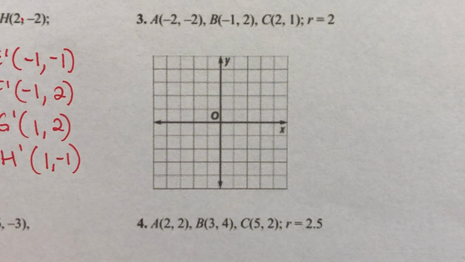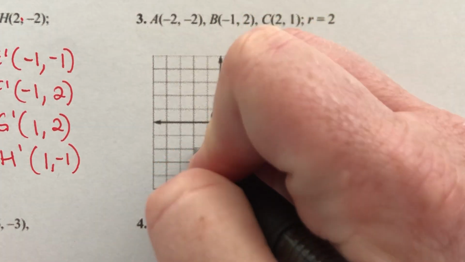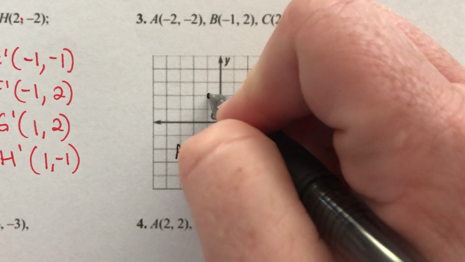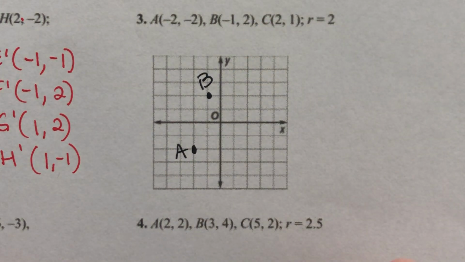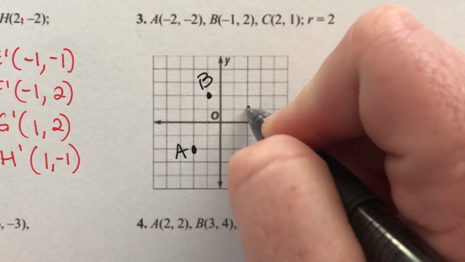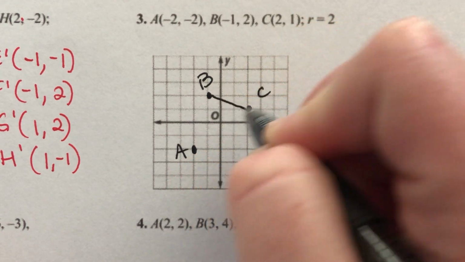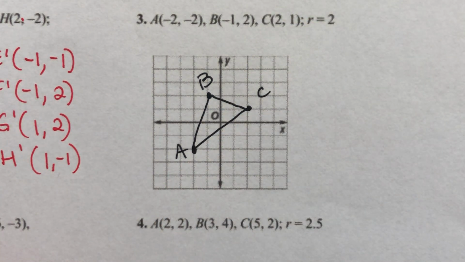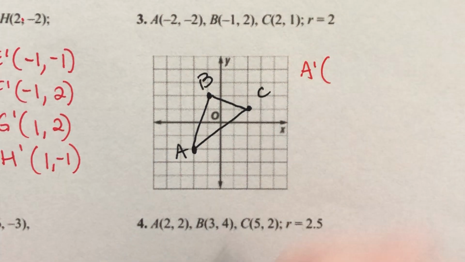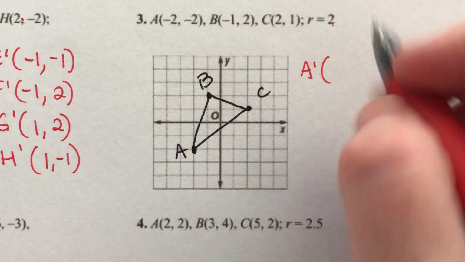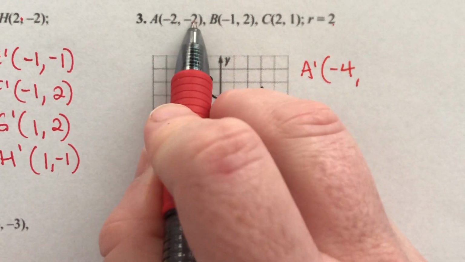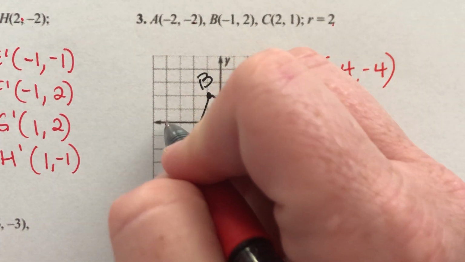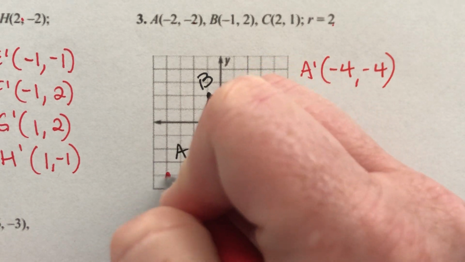A, we're going to start by graphing that. So A is at -2, -2. B is at -1, up 2. C is over 2, up 1. All right, and then our scale factor is 2. So A prime, I'm going to multiply -2 times 2, that's -4, and -2 times 2, that's -4. So I'm going to go backwards 4, down 1, 2, 3, 4.